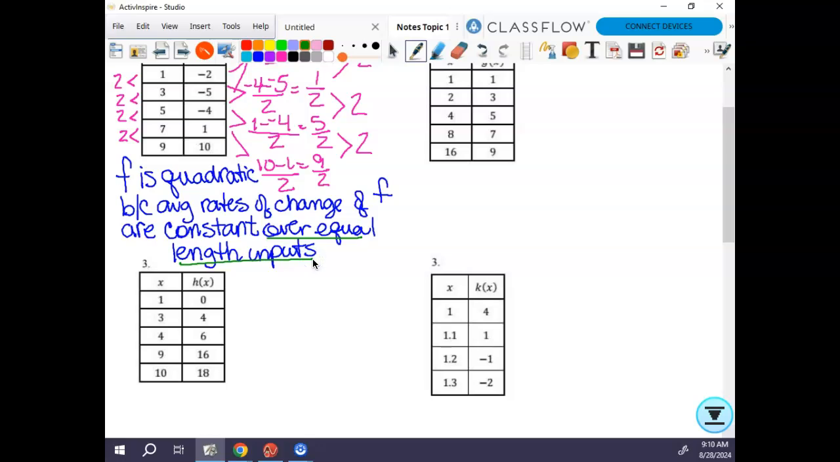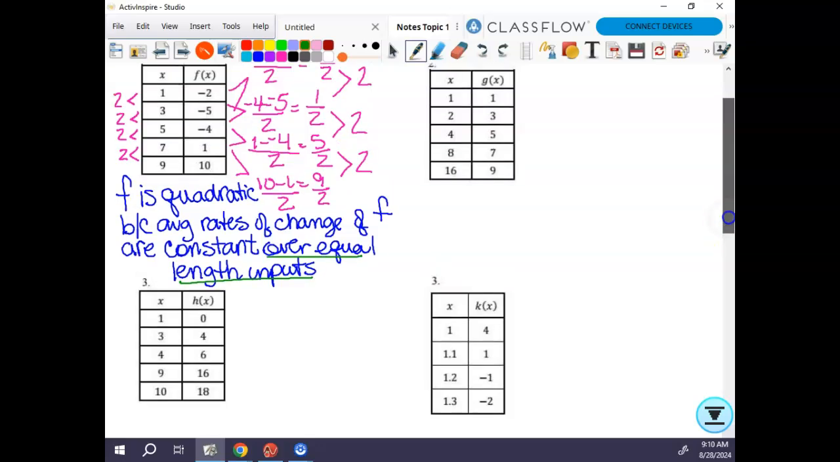All right, so this is the part here that I added, over equal length inputs. Now, you might be like, great, that's even more words. But remember what it actually says is over consecutive equal length input value intervals. That's a whole lot more words. We can condense it to this and it's perfectly fine, okay? So we're not having to write out every single word and make it sound formal. We just need to make sure we get the point across. Everybody good with that? Okay.